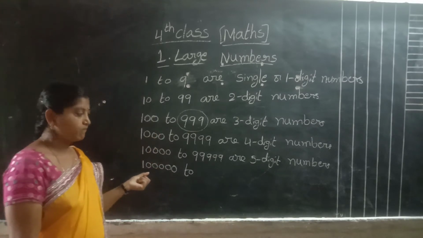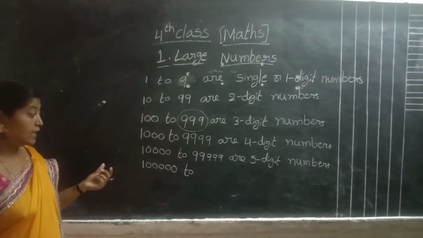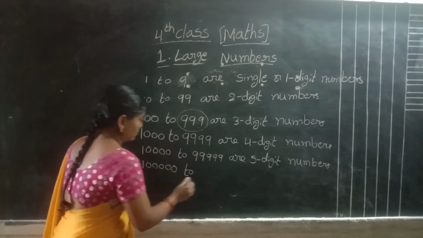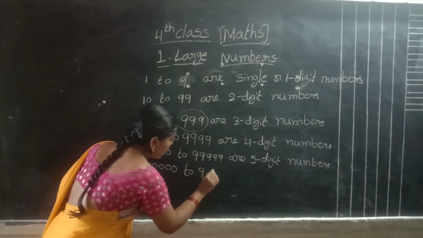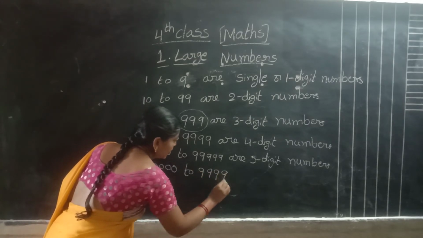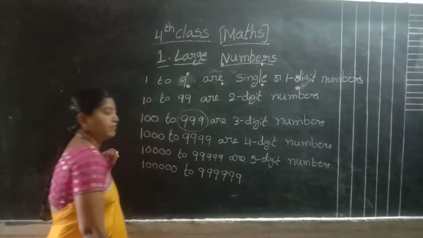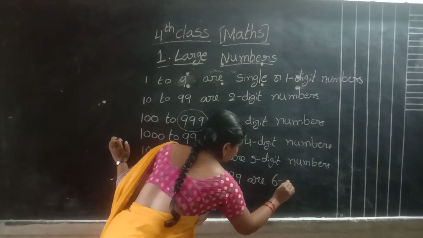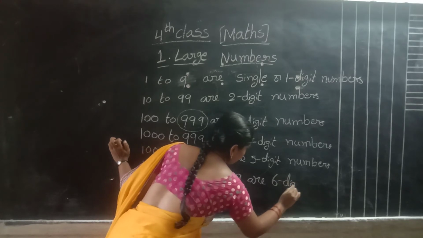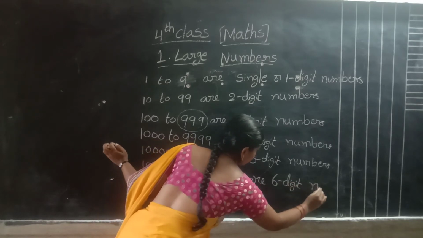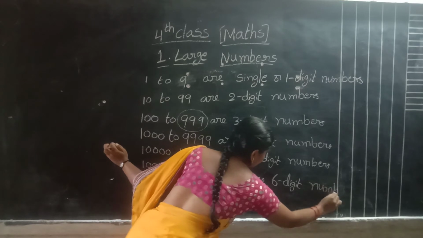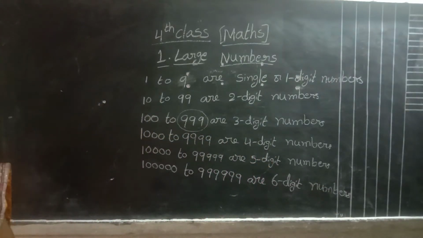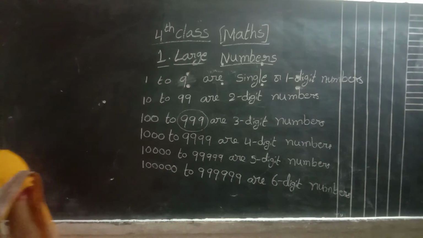Write in your new notebook. 9,99,999, 6-digit numbers. Write down, children, in your new notebook.